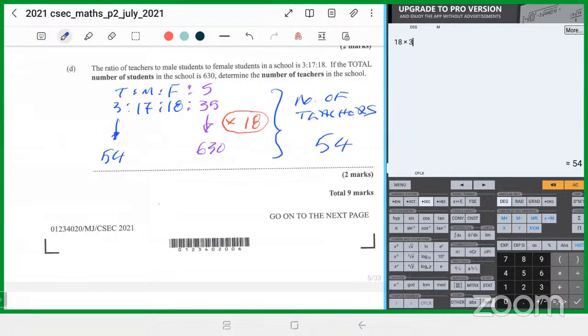And that is it. That's my answer. If they wanted the number of male students, I've multiplied this by the same 80. If they wanted the number of female students, I've multiplied this by 80. But they don't need that information. It's really the teachers they are focusing on. So let's multiply that by 18 over here as well. Let me put it over here. Multiply this also by 18.